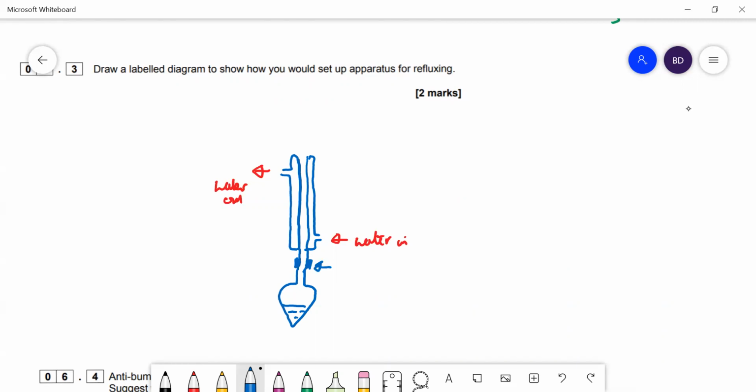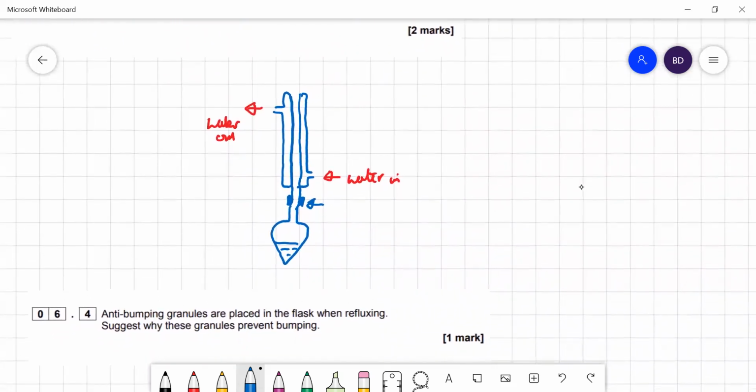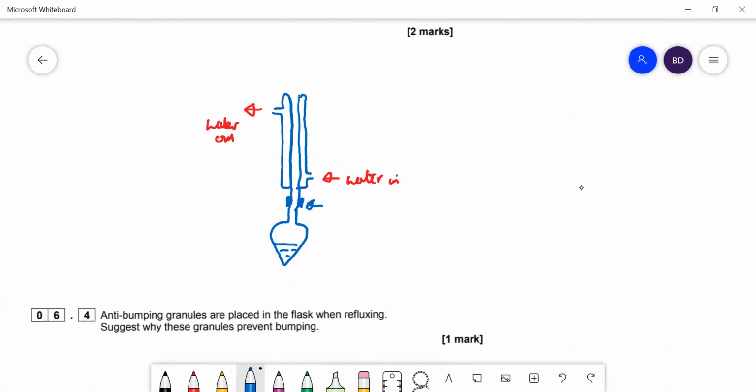Yeah. Right, now it says, okay, anti-bumping granules, how do these prevent bumping? They always ask this question, and if you look in any mark scheme, the reason how they stop it is pretty complicated, but the simpler reason is they allow small bubbles to form during boiling rather than big ones. That's what you need to say.